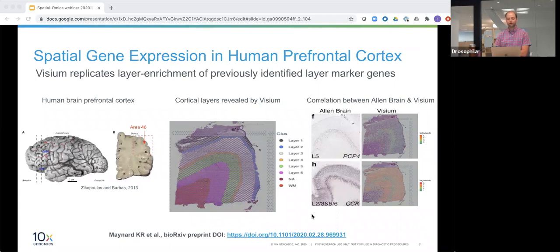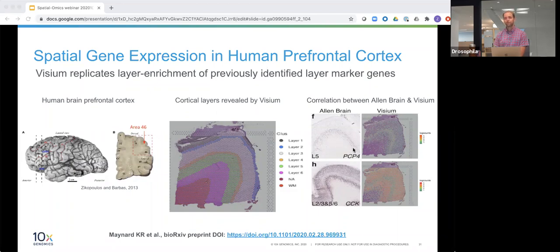Another really cool application out of the Lieber Institute is looking at the human prefrontal cortex. So this is a well-studied tissue type. It's been known for a long time that the cortical layers, so 6 layers, are formed here. And what's cool is you could easily pick this up using the Visium technology, and it correlates extremely well to what you'd expect from the Allen Brain Atlas.